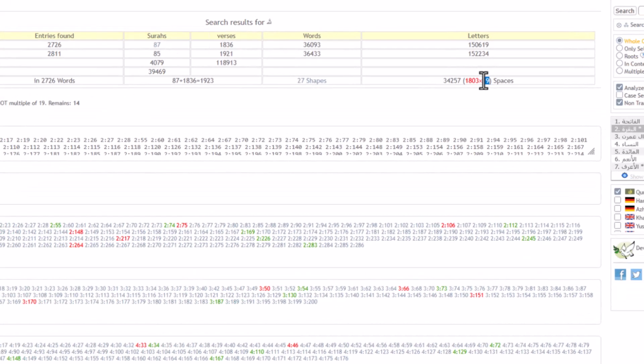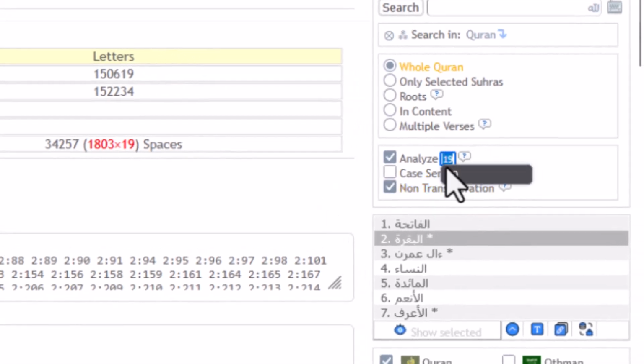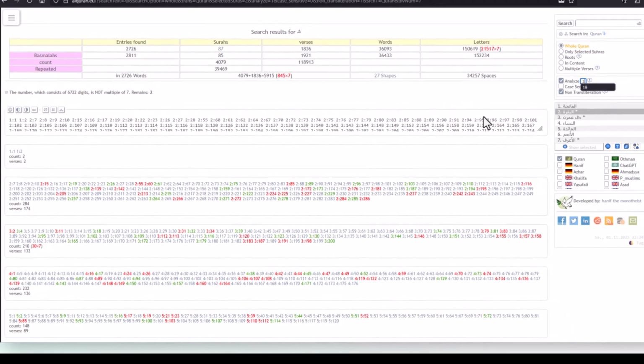The number over here is divisible by 19. That means it's the number we get from here. If you look at the menu over here, you can change even the number. You can put a 7 if you like, and search again. It will calculate by 7, so it's divisible by 7. But we have 19 as the standard, which you can change whenever you like.